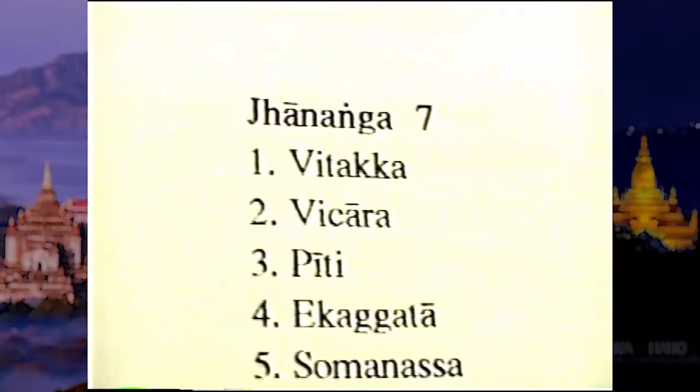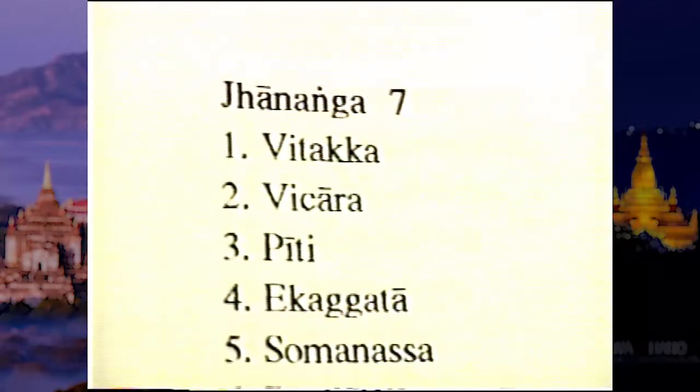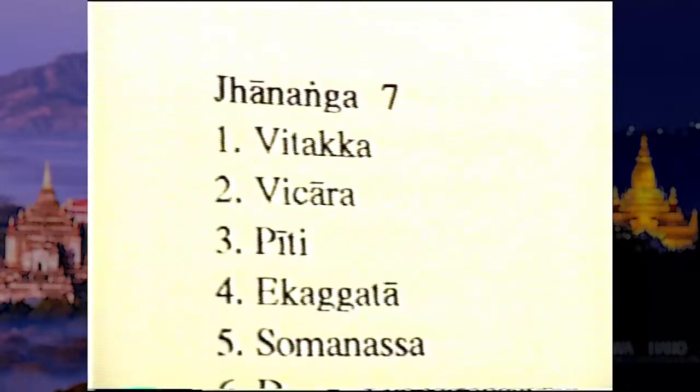And we are familiar with 5 jhanangas, 5 factors of jhana. They are initial application, sustained application, joy, ekagata, one-pointedness of mind, and then vedana, right? Sukha and upekkha. But here there are 7 jhanangas mentioned. First is vitakka, and you know vitakka, and vichara. Vitakka is initial application, vichara, sustained application, piti, joy, ekagata, is ekagata.